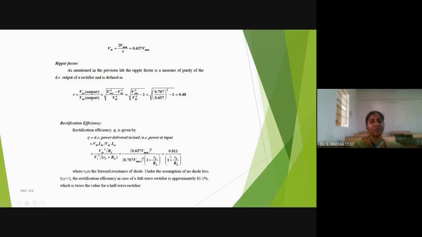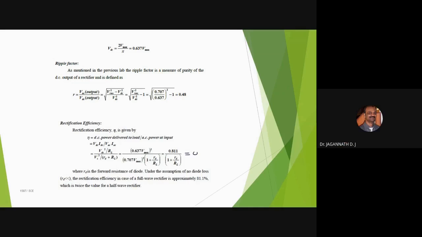So generally in full wave rectifier, it is 81.12%. So it is absolute value 0.811. Denominator, the second term is very low compared to 1. So you can neglect the second term, denominator will be 1. So numerator, it is 0.811. This is the absolute value.